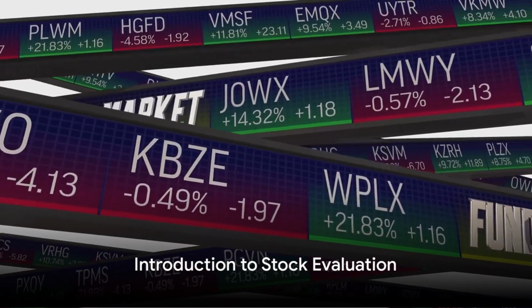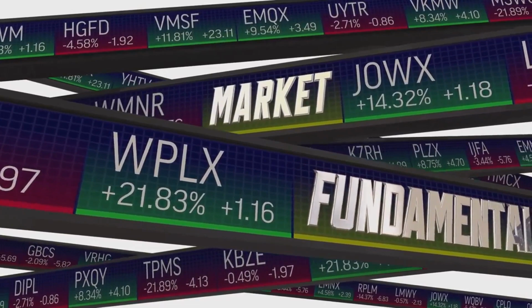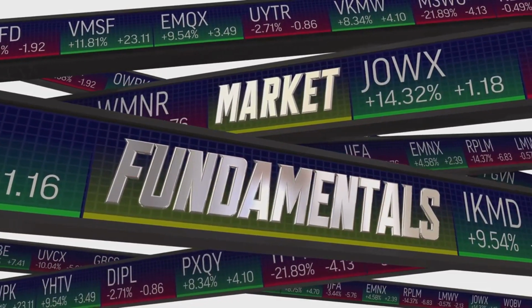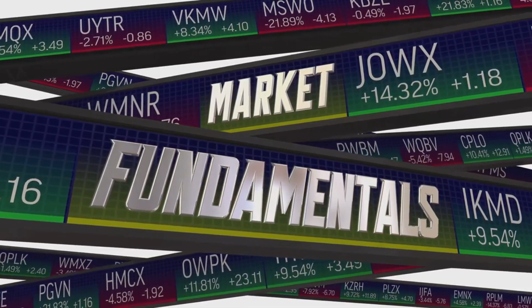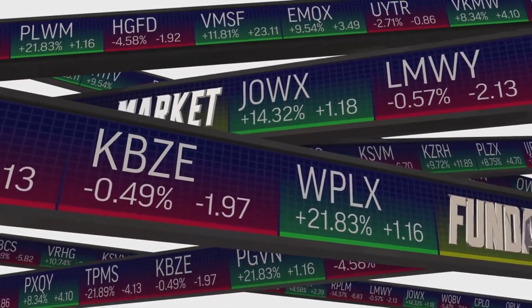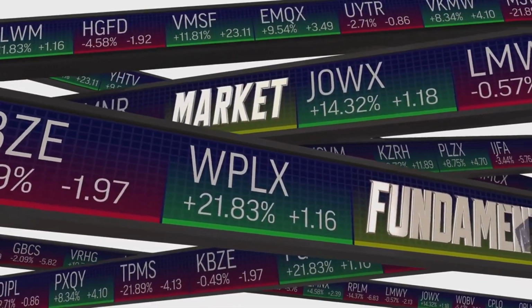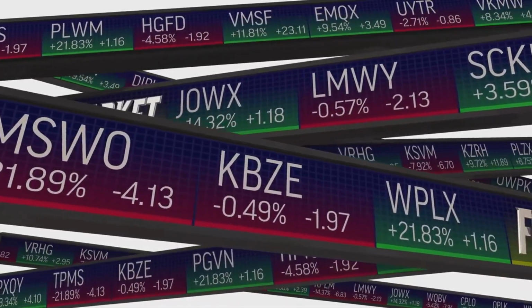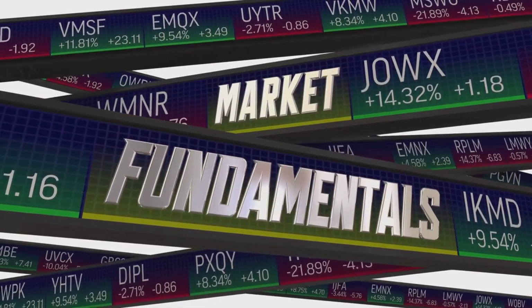Have you ever wondered how to evaluate a stock? It's a question that puzzles many, but today we're going to demystify it. Stock evaluation, simply put, is the process of determining the intrinsic value of a stock. It's like peeking under the hood of a car before buying it. You wouldn't buy a car without checking its condition, right? Similarly, you wouldn't want to invest your hard-earned money in a stock without understanding its true worth.